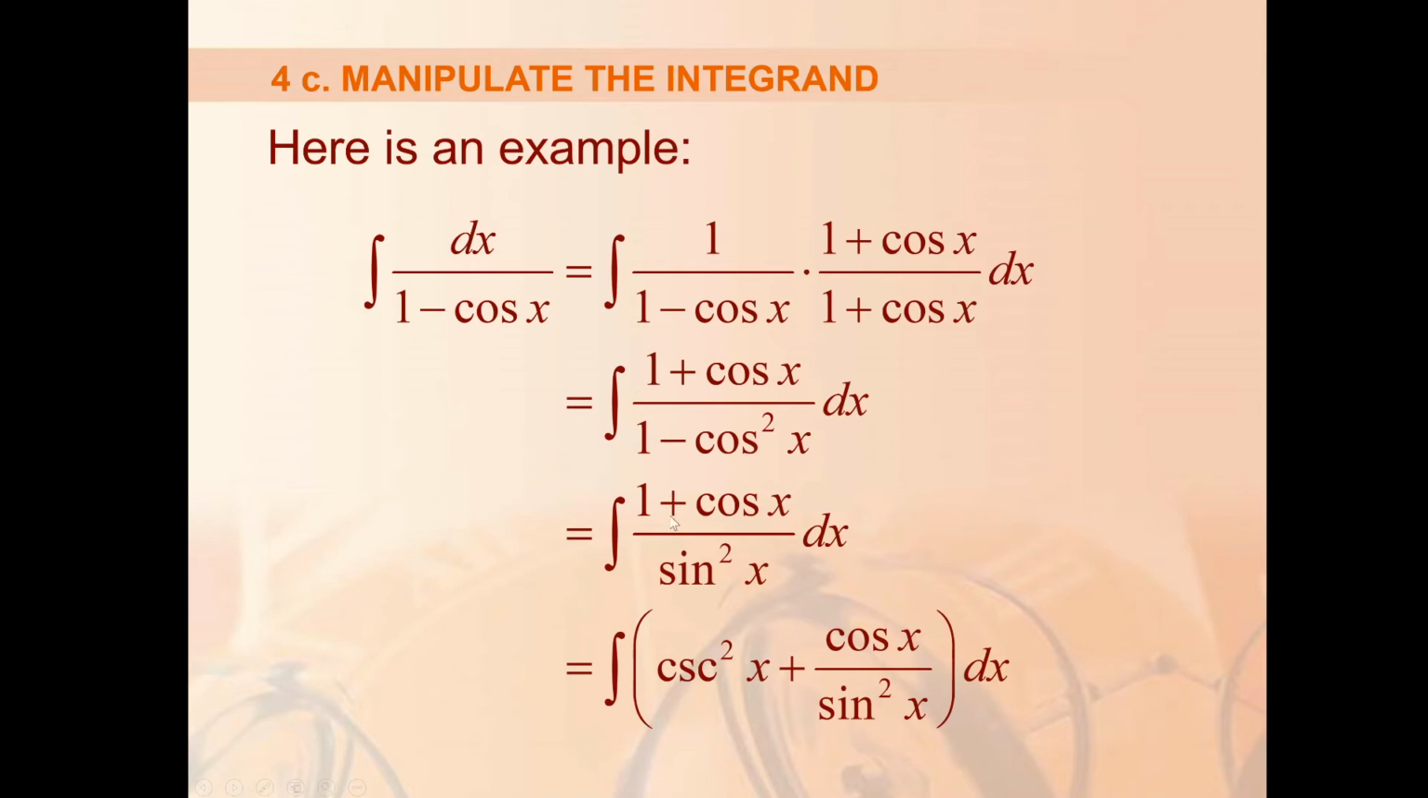And then from here, we can separate the terms. It's easier to integrate term by term. So instead of integrating the whole integrand with dx, it's better to separate them out. So we get 1 over sine squared of x, which is cosecant squared of x, and then cosine of x over sine squared of x. For that part, we can use the u substitution.